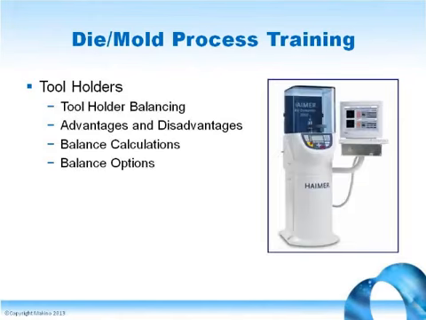Tool holder balancing. What are the advantages and disadvantages? The ability to run at maximum spindle speed and higher feed rates while maintaining extended tool life, exceptional surface quality, and extended spindle life. Balancing is mandatory for high-performance machining.